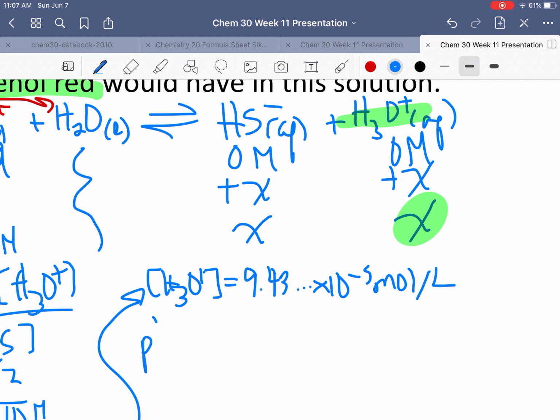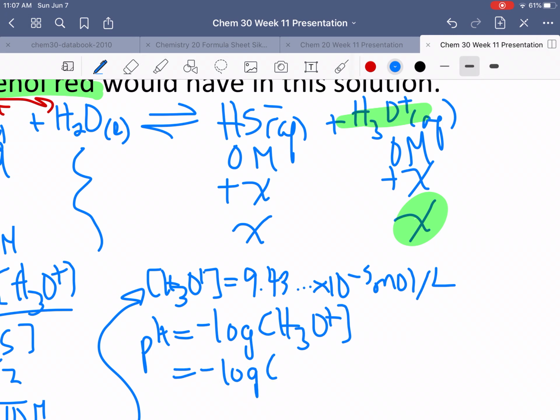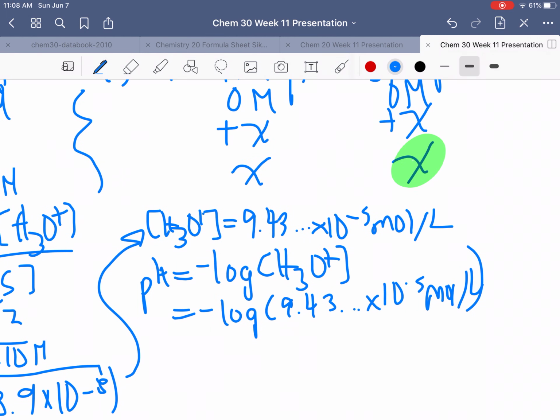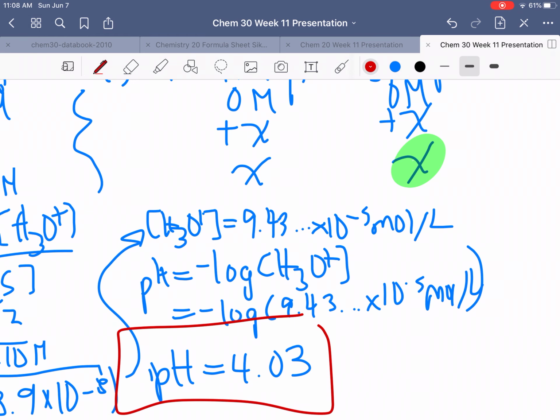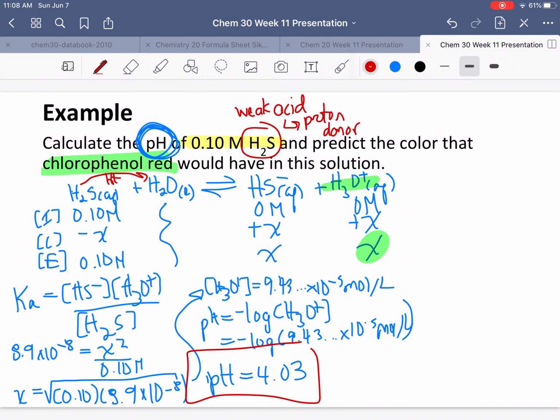There's that simple, lovely formula. pH is equal to negative log of the hydronium concentration, the stuff that we reviewed last week from Chem 20 again. Negative log, plug in the concentration you got, 9.43 ... times 10 to the negative 5 moles per liter. Now you can round, because this is one of the final answers you're looking for. pH is equal to 4.03. All right, guys, step 2, where we need to analyze this from the perspective of phenol red.